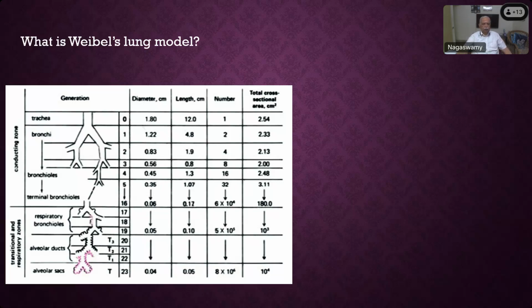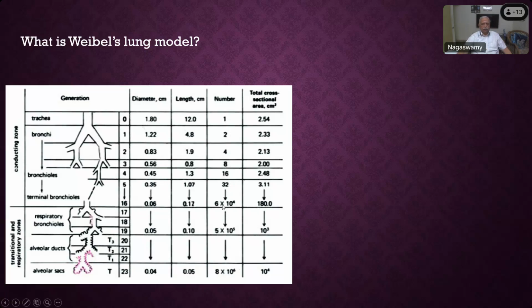For example, the clue is first the trachea is a single tube. It divides into right and left main bronchus. Further it will go into the lobar bronchus, and each lobar bronchus, how will they divide? Any idea about it? Segmental bronchi. See, if you see the number, 1 becomes 2, 2 becomes 4, 4 becomes 8, 8 becomes 16, 32, like that. So what do you call that sort of division? It is called dichotomous division.